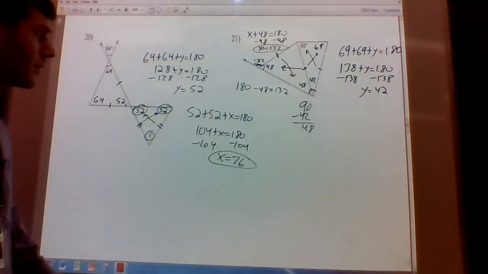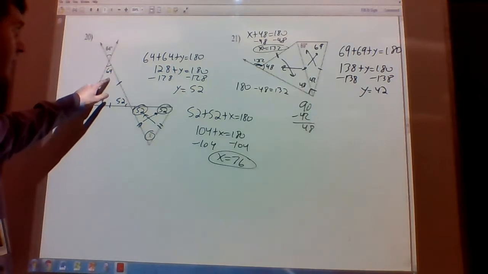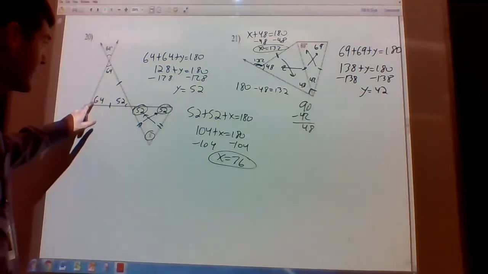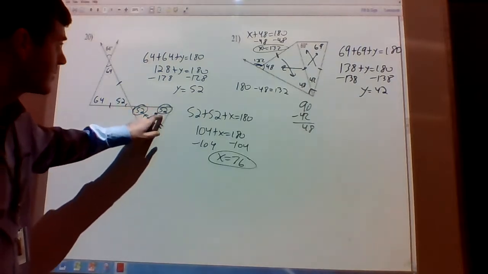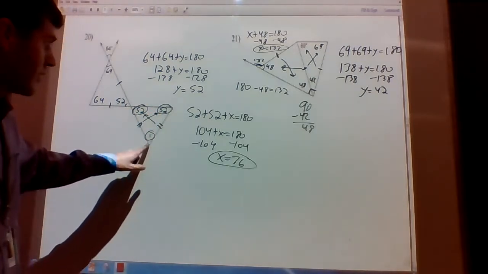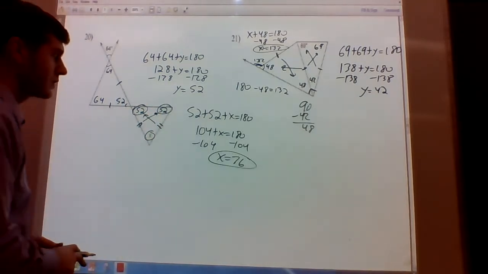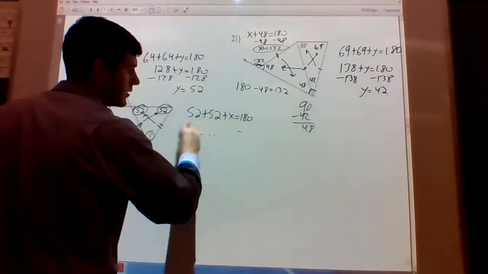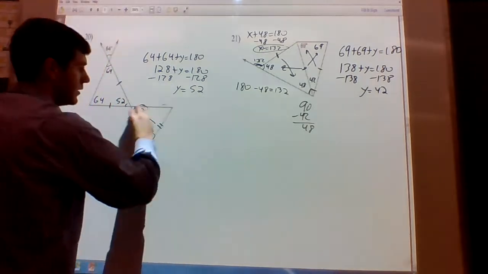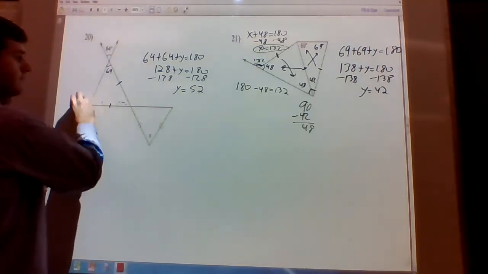That's the type of problem you're going to get on the test. Vertical angles, isosceles triangle theorem, triangle sum theorem, vertical angles, isosceles triangle theorem, triangle sum theorem. So again, six steps I think are there. All right, so those are the types of problems you're going to get on the test.